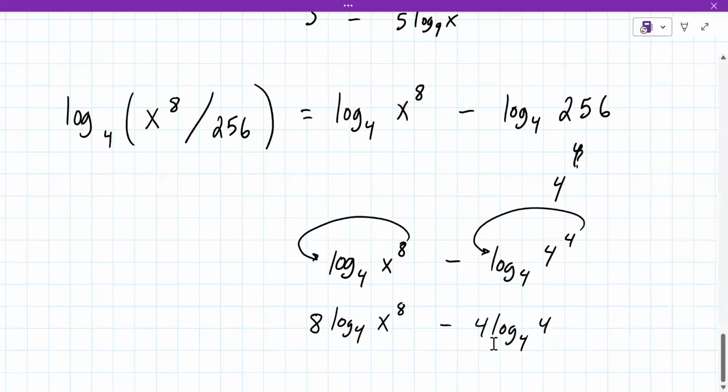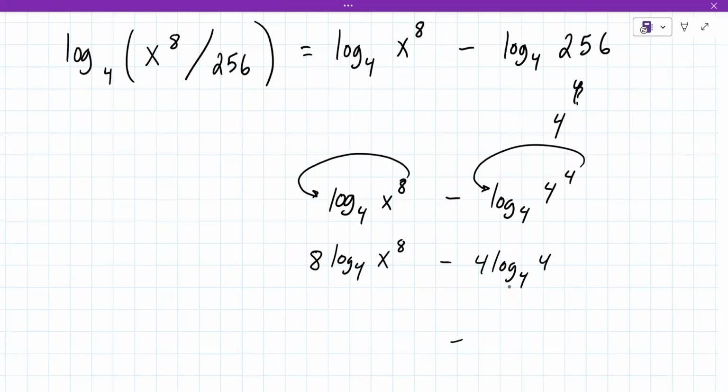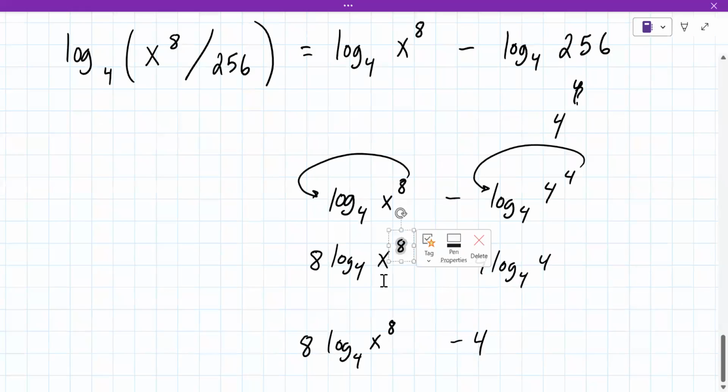Log base 4 of 4 on the right becomes 1. 4 times 1, like that. Any questions on that before I have you try one? No, I'm good with the questions.